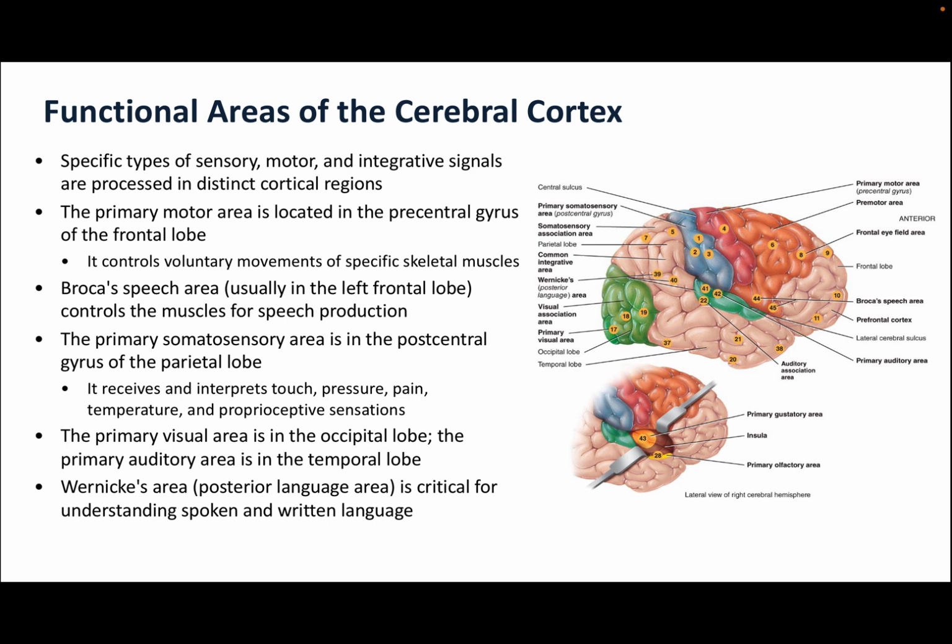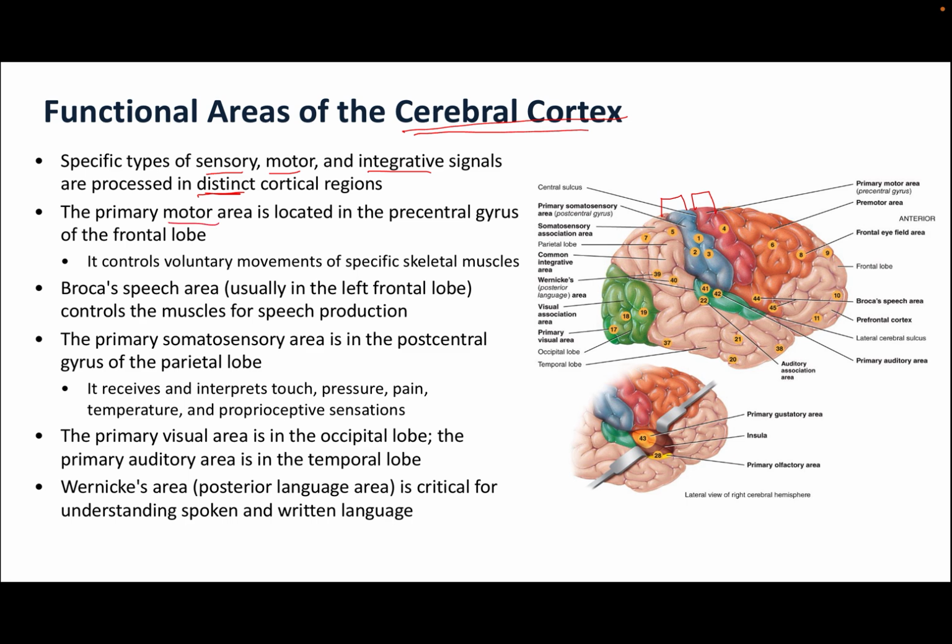So, on to the cerebral cortex. This is, I feel like, what most people think of when they think of the brain. They're thinking generally of the cerebral cortex. Now, specific types of sensory, motor, and integrative signals are going to be processed in distinct cortical regions. So there are specific regions that are used for the processing of sensory information or the processing of motor information, whatever the case may be. So we're not just mixing and matching it all together.